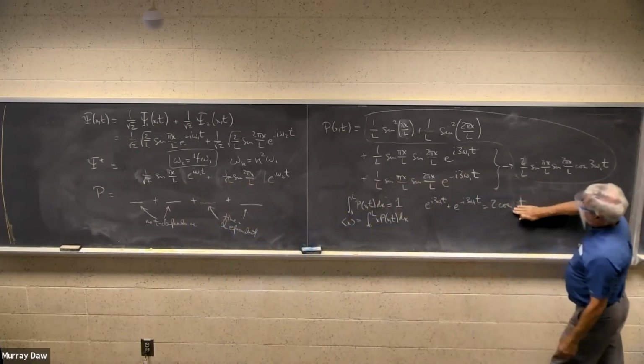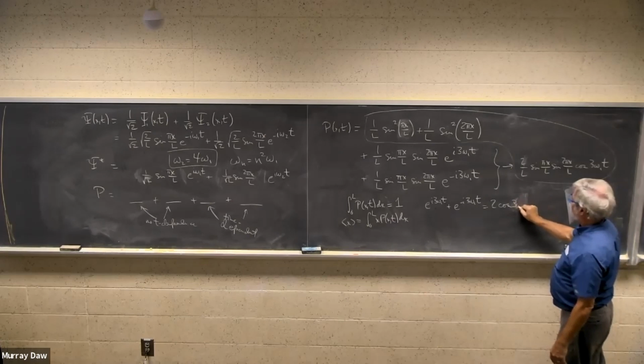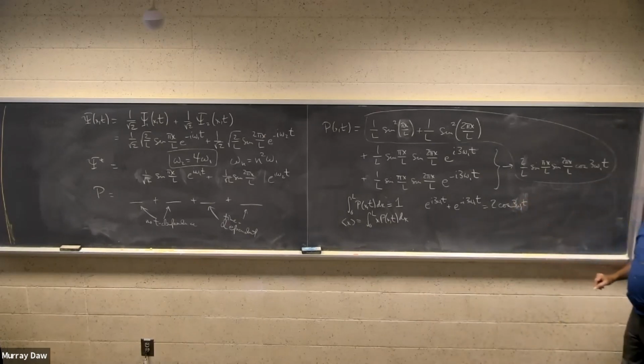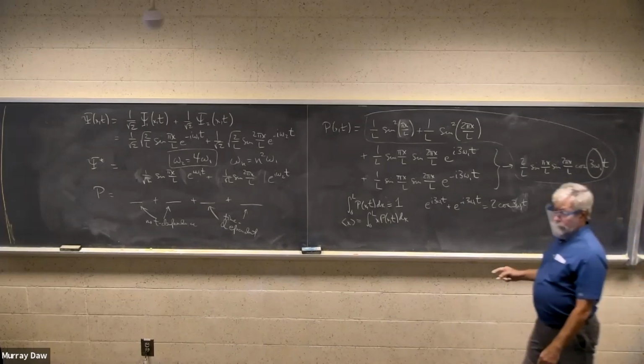Notice the frequency of the oscillation. Oops, excuse me, there's 3 here. That frequency is a difference of 2 frequencies, omega 2 minus omega 1, which for this particular problem is 3 times omega 1. So in general, there will be a difference of frequencies. For a particle in a box, for this particular superposition, that difference turns out to be 3 omega 1. That's specific, but the general result holds.